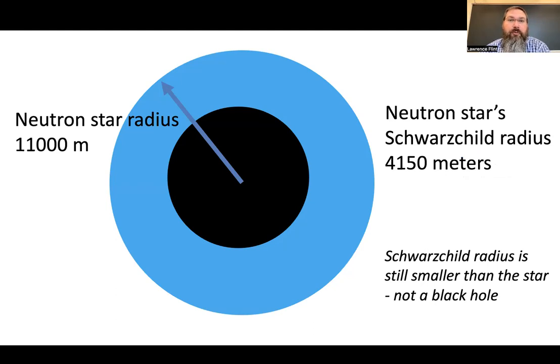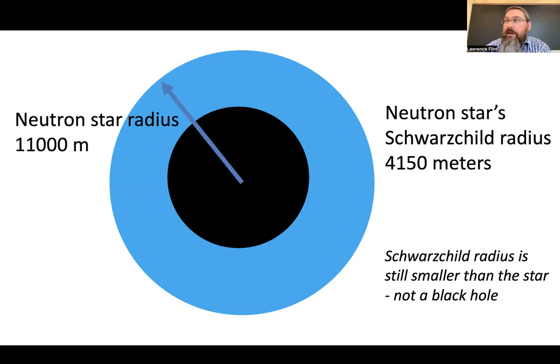So it turns out that this 1.4 solar mass neutron star may have a radius of like 11,000 meters or 11 kilometers, which is somewhere around 7 miles or so. It's 1.4 times the mass of the sun with a radius of only 7 miles. That's pretty typical for very high density neutron stars.